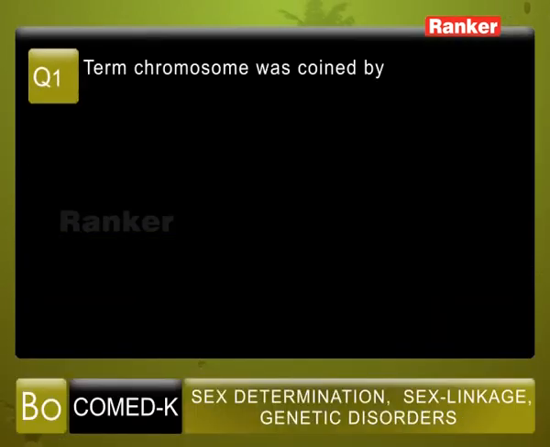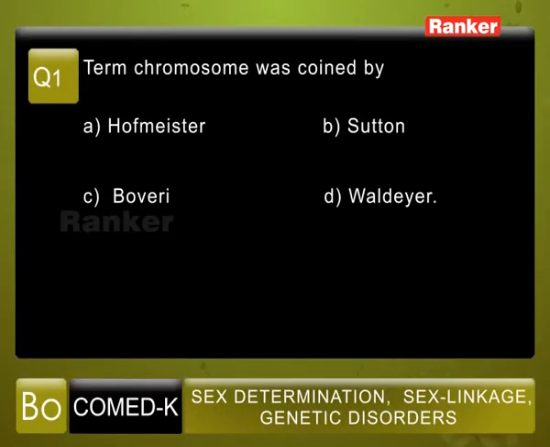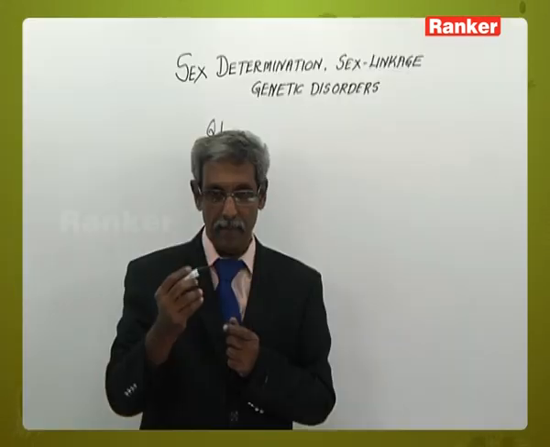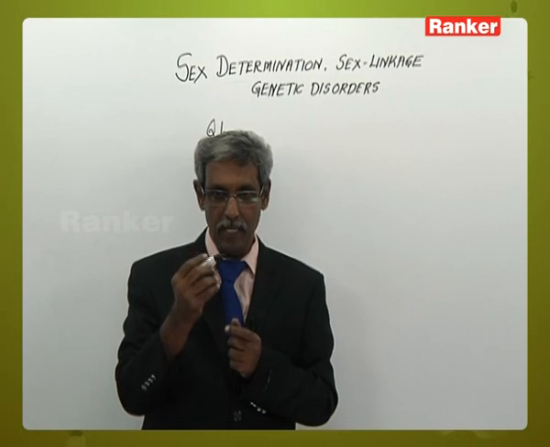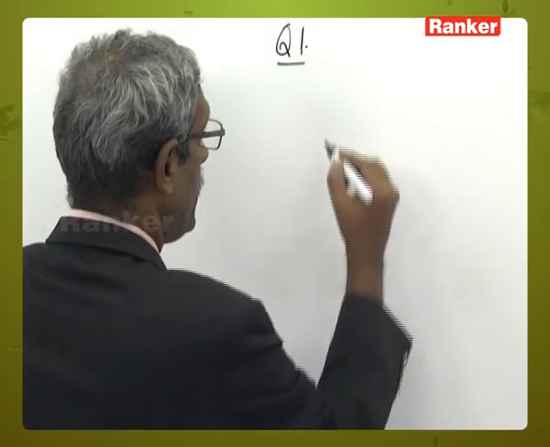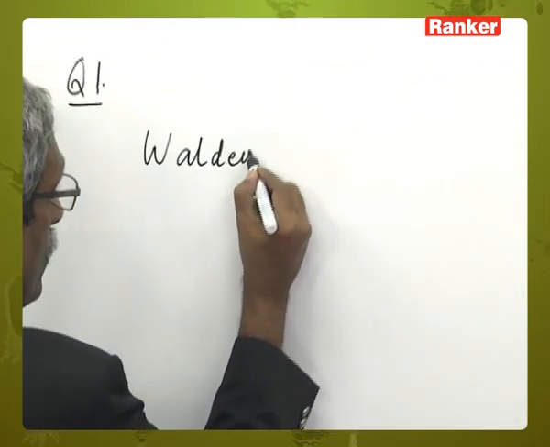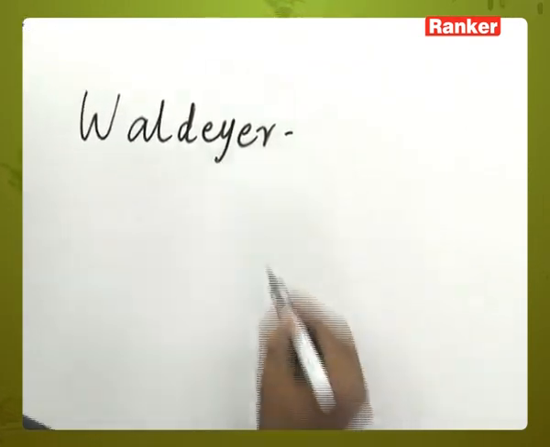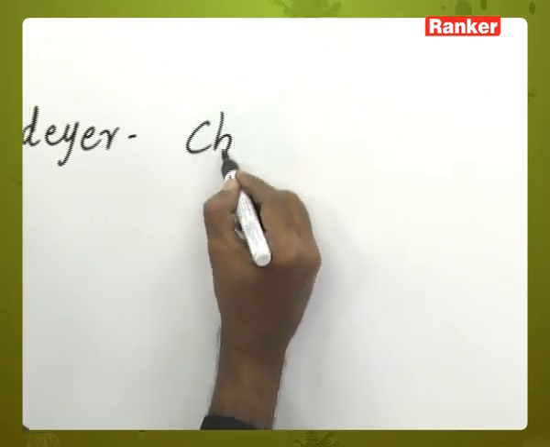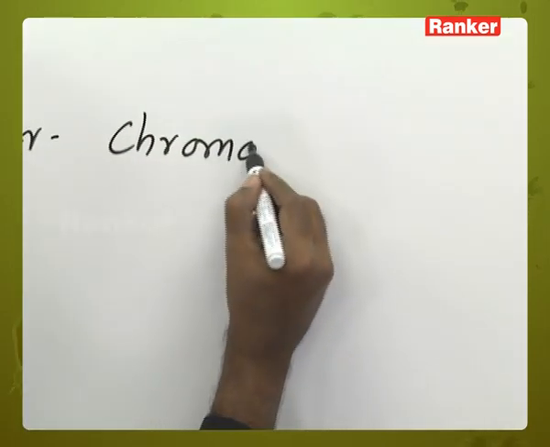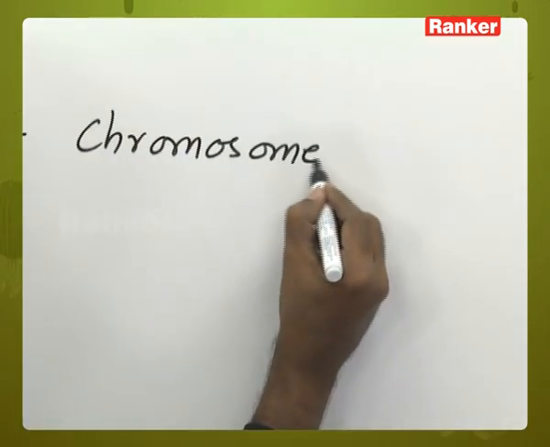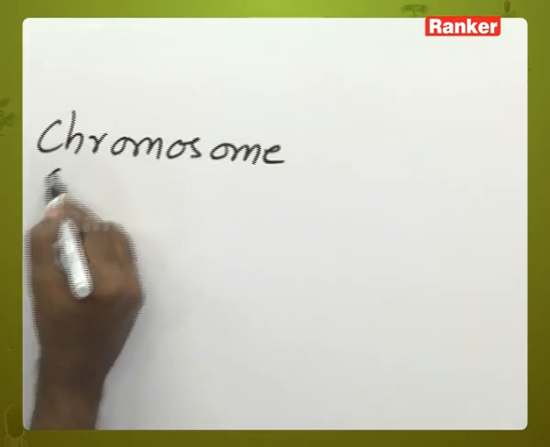It states the terminology: the term chromosome was coined by, is it A, Hofmeister, B, Sutton, C, Boveri and D, Waldeyer. The correct answer for 1 is D, Waldeyer. Now Waldeyer is always associated with the discovery of the term chromosome. He coined the term chromosome. Chroma means colored.